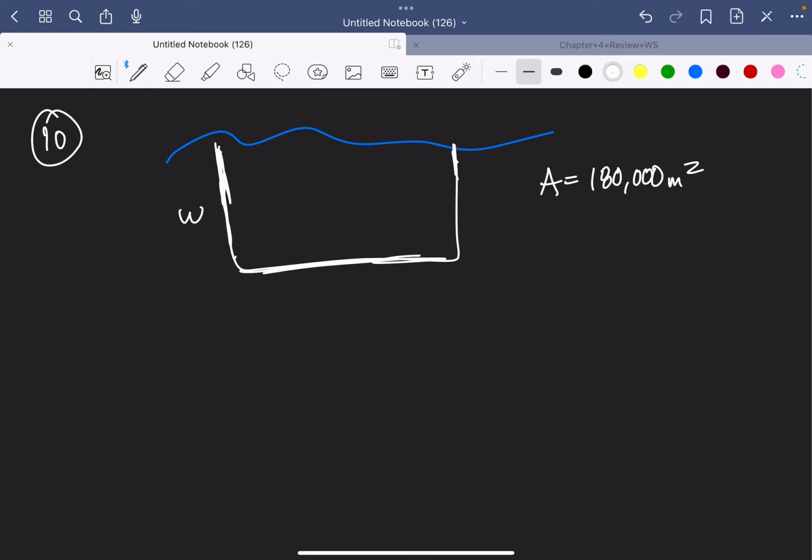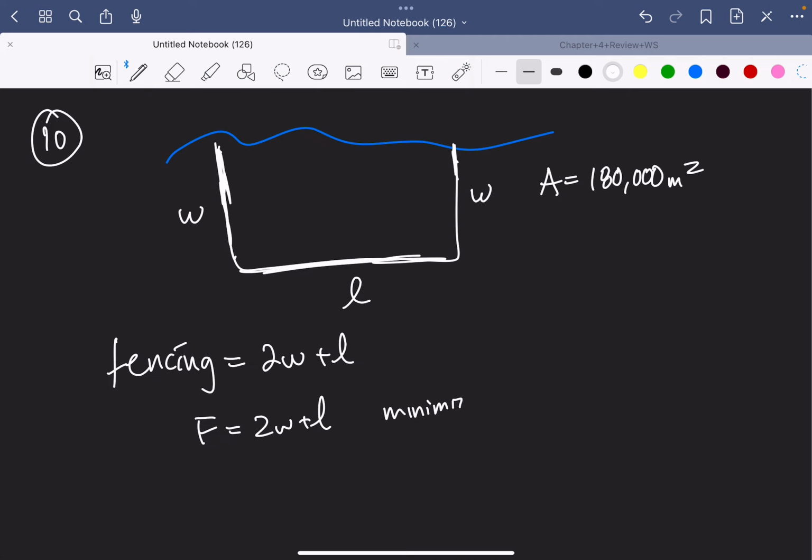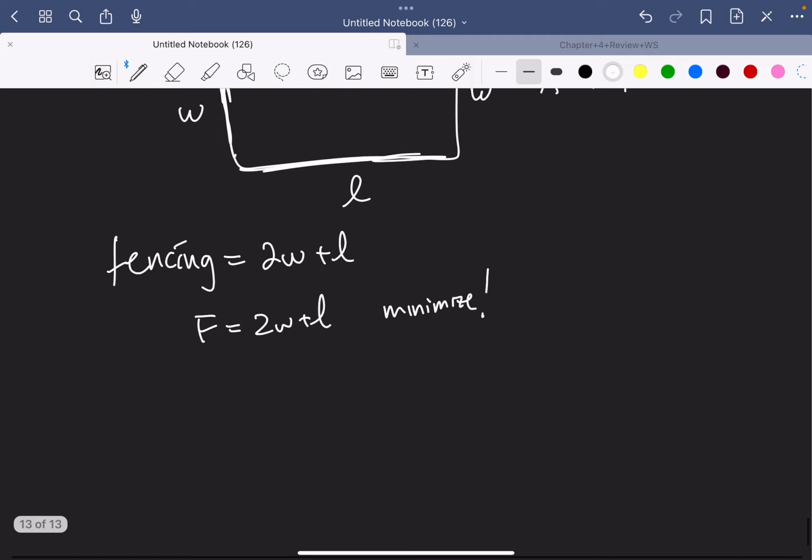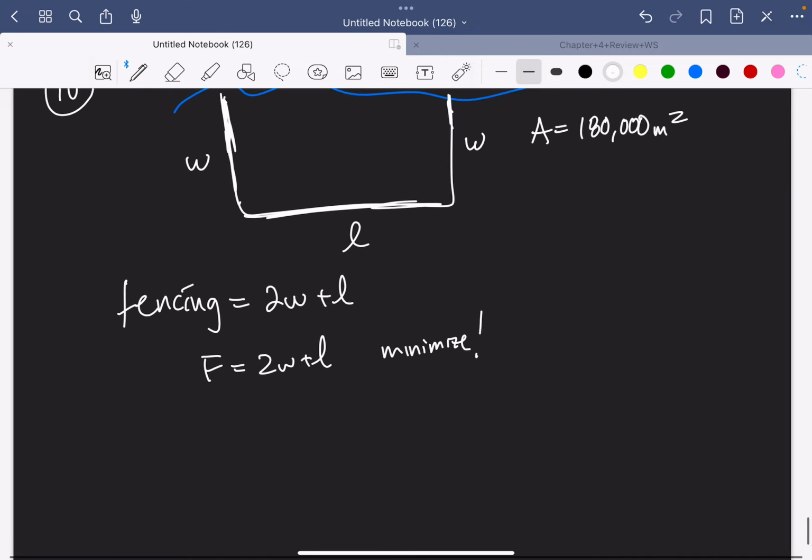This is going to be width. That's going to be length, width. And so we know that the fencing is equal to 2 widths plus a length, right? So we'll call that our F. And this is what we want to minimize, the amount of fencing. So we know at some point we're going to have to take the derivative of this function.